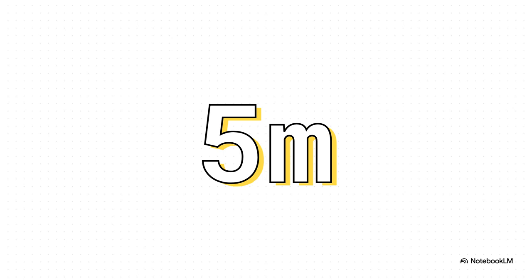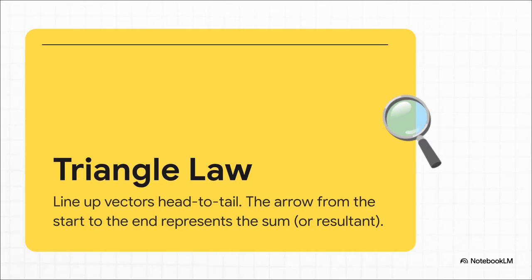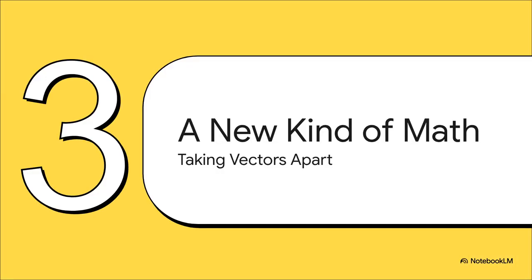The actual distance from where you started to where you ended, what we call your displacement, is the straight line connecting those 2 points. And when we draw that arrow, look what happens. We've made a perfect right-angled triangle. A little trip back to high school geometry, and the good old Pythagorean theorem tells us that this final arrow, your true distance from home, is exactly 5 meters long. Now, what we just did by drawing those arrows has an official name. It's called the triangle law of vector addition. It sounds fancy, but all it really means is that if you line up your vectors head to tail, the arrow that goes from the very beginning to the very end is your result. That's it.